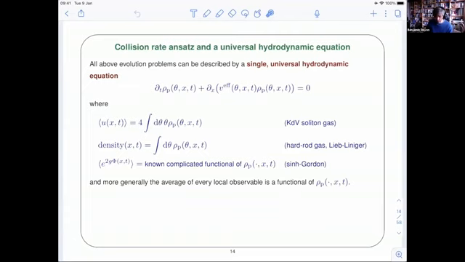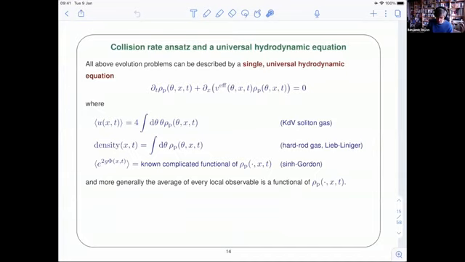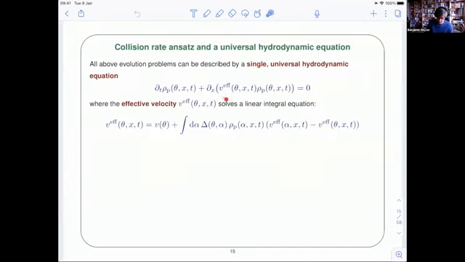Okay. So what else is there in this equation? Well, there is this effective velocity. So this effective velocity, v effective, is also something that if you know soliton gas, you will have seen, and you will have seen an equation of this type. It is also a functional of rho. It's a nonlinear function of rho, which is obtained by solving a linear integral equation. I'll come to where this linear integral equation comes from, okay?